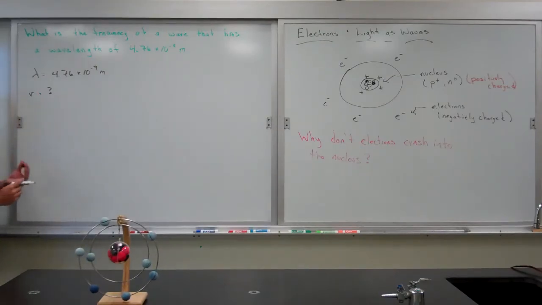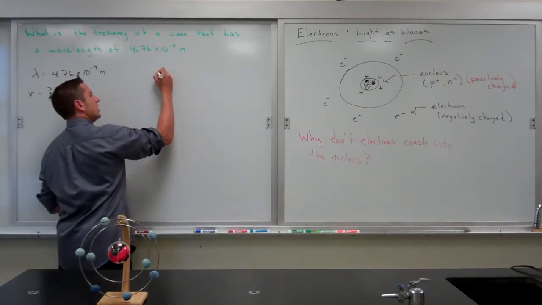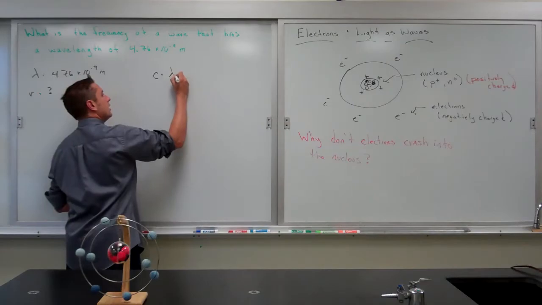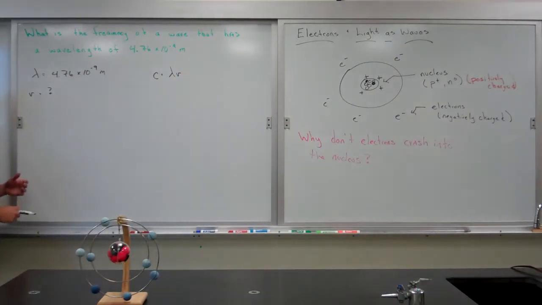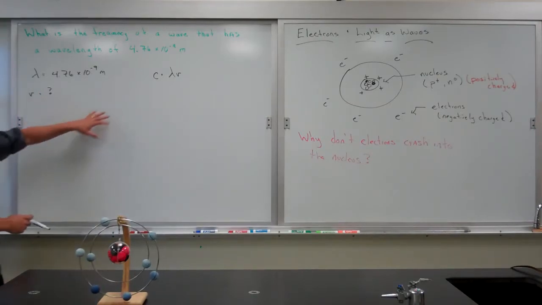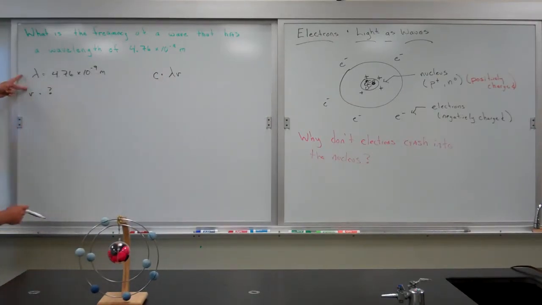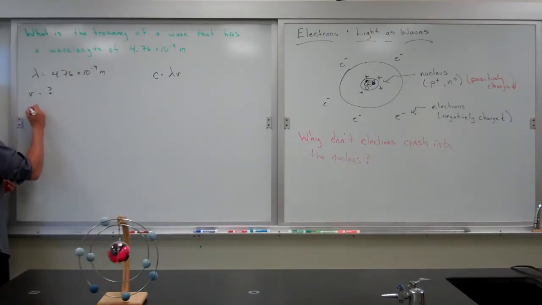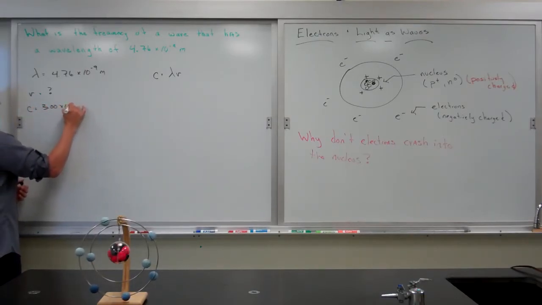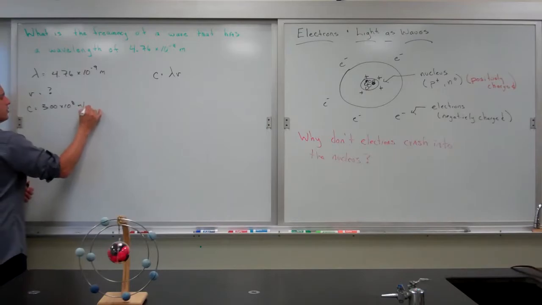Next thing I do is I choose an equation that has these two things in it. And right now, we only have one. The equation is c equals lambda v. You're going to look at this and see that I have three things here, but I only have two listed here. That's not a problem, though, because we always know what c is. c is the speed of light. It's 3.00 times 10 to the 8th meters per second.